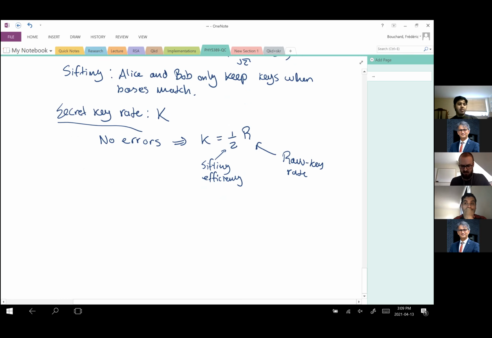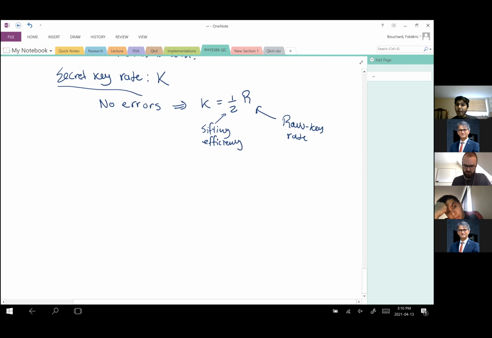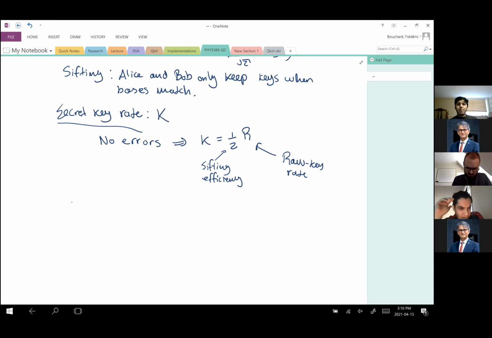And that will tell you how many secret key bits you can generate per second. For example, if Bob detects, I don't know, 200 photons per second, you have to take into account the sifting efficiency. That means your secret key rate is 100 secret key bits per second, which means Alice would be able to send to Bob a message that is 100 key bits long per second. So the secret key rate sort of tells you what kind of secret rates Alice and Bob can communicate with. Okay, so now the question is, what if you have errors?